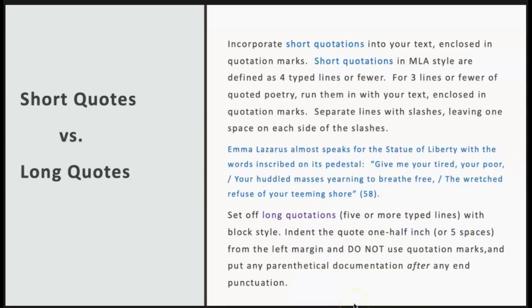So when we think about short quotes versus long quotes, you're going to be incorporating those short quotes into your text enclosed in those quotation marks. Short quotations in MLA style are defined as 4 or fewer typed lines. For 3 lines or fewer of poetry, if you're quoting lines of poetry, a short quote would be 3 or fewer lines, whereas a short quote in other types of text is 4 or fewer lines. Separate the lines of poetry with slashes, leaving 1 space on each side of the slashes.